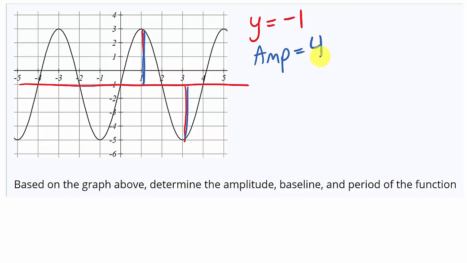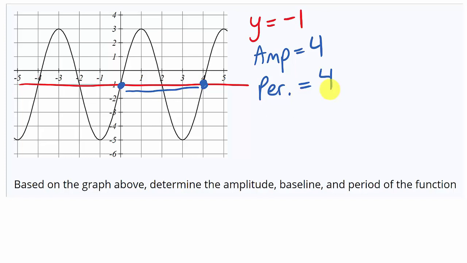And let's now determine the period. So for the period we are going to choose a spot, and it's easy to just pick it right here, and then we do one complete cycle of the graph, and so it's going to end right there. And so the period is how far apart those are, and it looks like this period is 4, no pi on it, just 4.